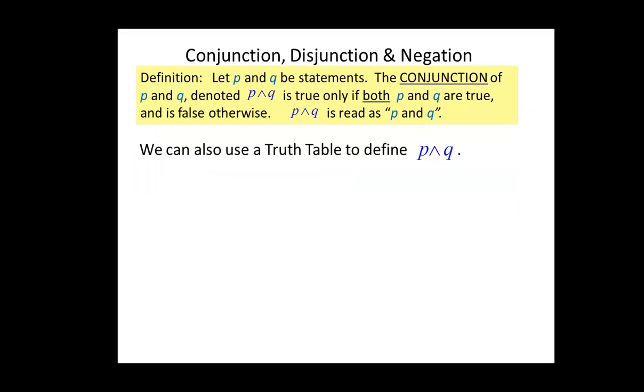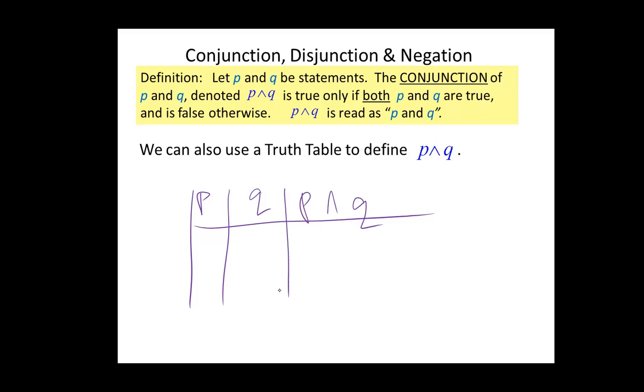We can also use a truth table to define P and Q. And here's what a truth table looks like. We're going to put in P as one column, Q as another column. We're going to do P and Q as a third column. I'm doing it kind of sloppy. I'll show you a nice neat one in a moment. Now we could have P is true and Q is true. That's one case. Another case is that P is true and Q is false. So that's all the cases where P is true. But P could be false and Q could be true, or P could be false and Q could be false. I think if you look at that and think about that, you'll see those are all the cases.